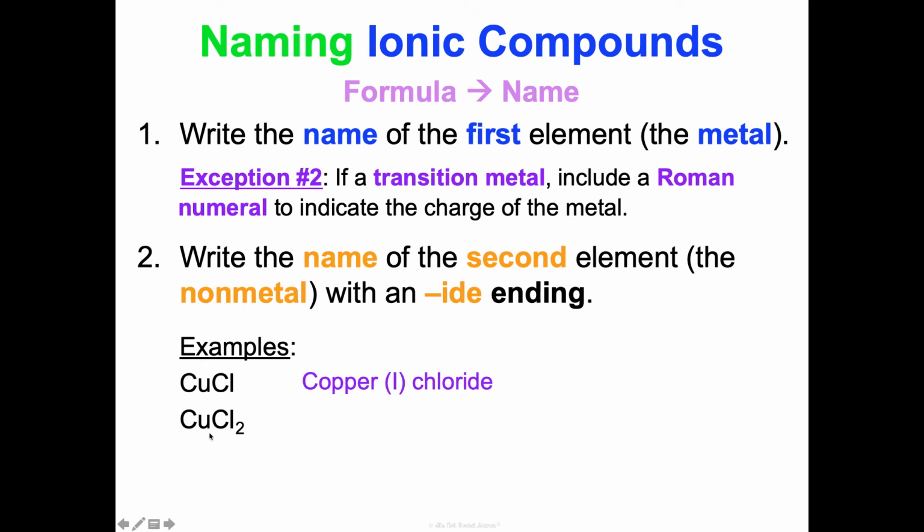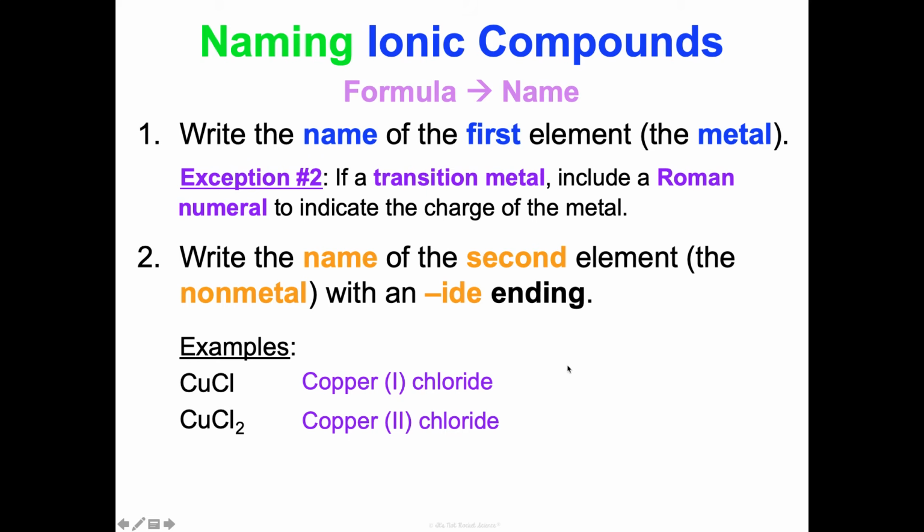Whereas here, the 1 that's on the copper, remember, that came from chlorine because we crisscross applesauced. The 2 comes from the copper. So this one is actually copper 2 chloride. So that Roman numeral represents the charge of the metal, not how many there are of the metal. It represents the charge of the metal. That's really important.